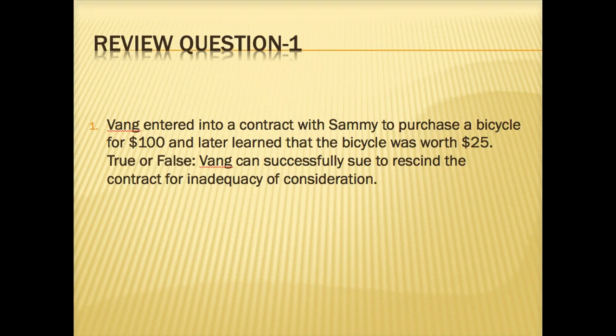So let's go through a few questions. Vang entered into a contract with Sammy to purchase a bicycle for $100 and later learned that the bicycle was worth $25. True or false, Vang can successfully sue to rescind the contract for inadequacy of consideration. So think about it, and then I'll go to the next slide.